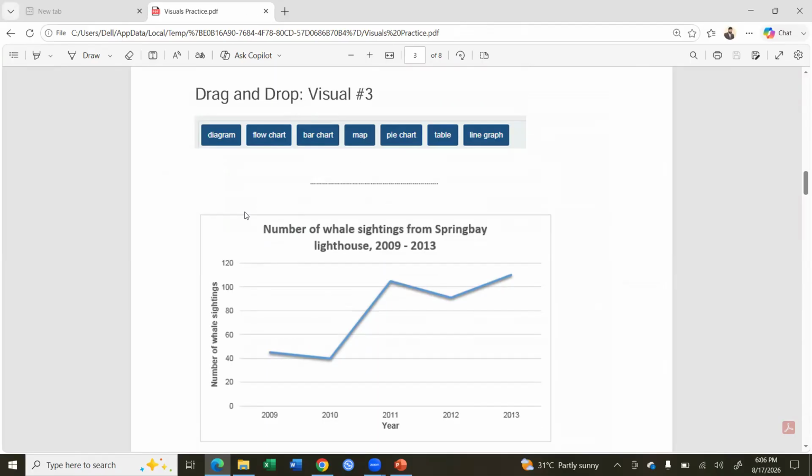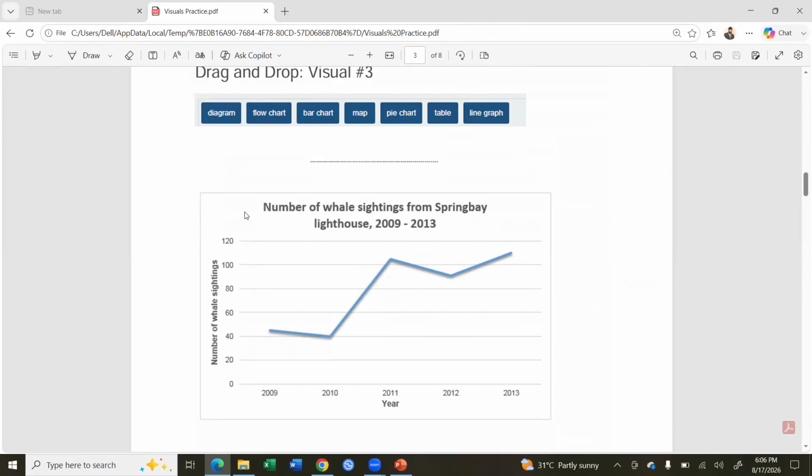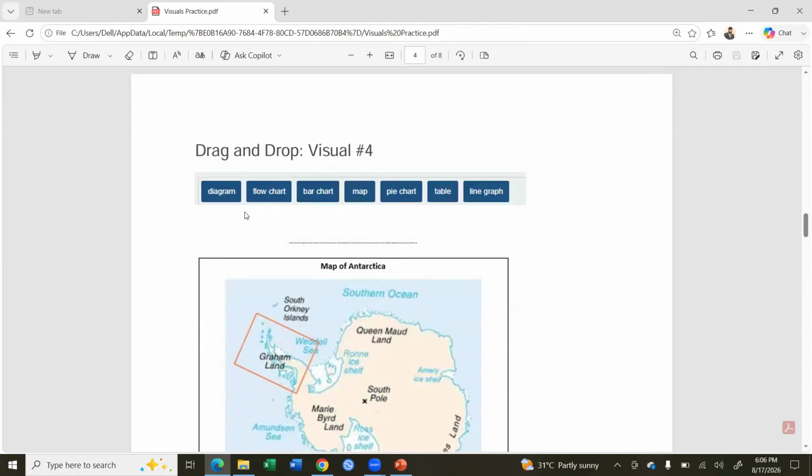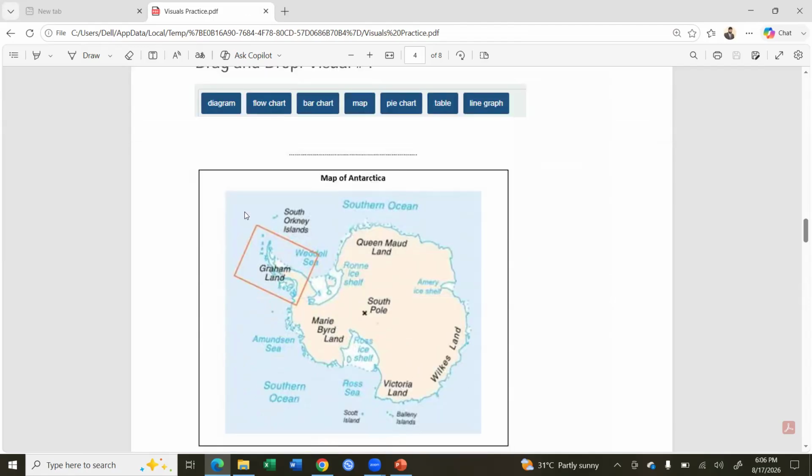Okay, what is this? Line graph. Yes, it is a line graph. What is this? Diagram. No, dear, look at the title. Even the title is telling you. Oh, it's a map. Yeah, it's a map. It's not a diagram. A diagram is another thing, right?